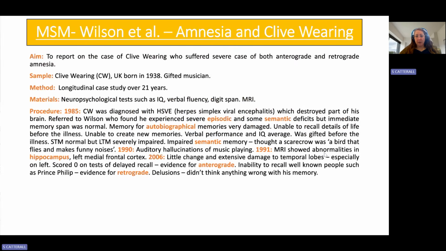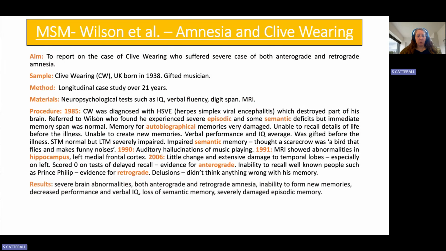And he has abnormalities, so problems in his hippocampus and his frontal lobe, which was showing the anterograde amnesia of the hippocampus and retrograde amnesia in the frontal lobe. And he didn't know who Prince Philip was. So again, another example of semantic memory issues. And he didn't think there was anything wrong with his memory either. So he was very confused by the whole situation.